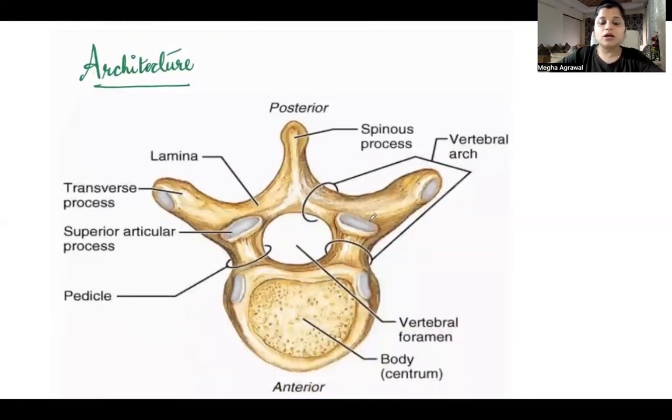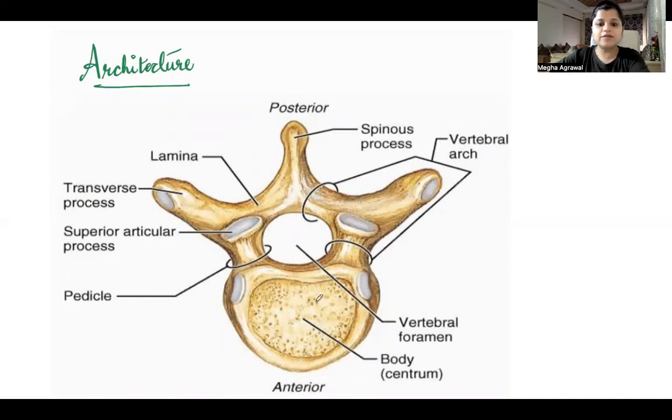The architecture. Now the vertebra. Vertebra are the building blocks of the vertebral column. They are stacked one on top of the other. So it is very important to learn about this vertebra.